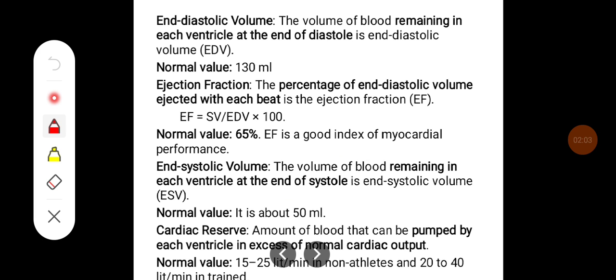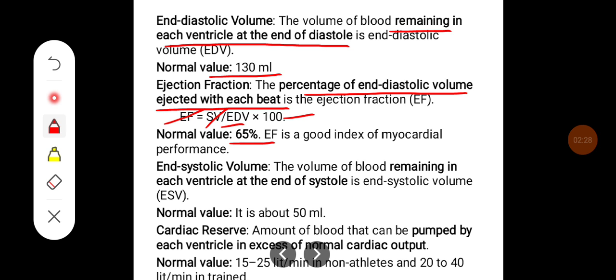End diastolic volume is the volume of blood remaining in the ventricle at the end of diastole. Normally it is around 130 ml. Ejection fraction is the percentage of end diastolic volume ejected with each beat. This can be given as ejection fraction is equal to stroke volume divided by end diastolic volume into 100. Normally it is around 65%.